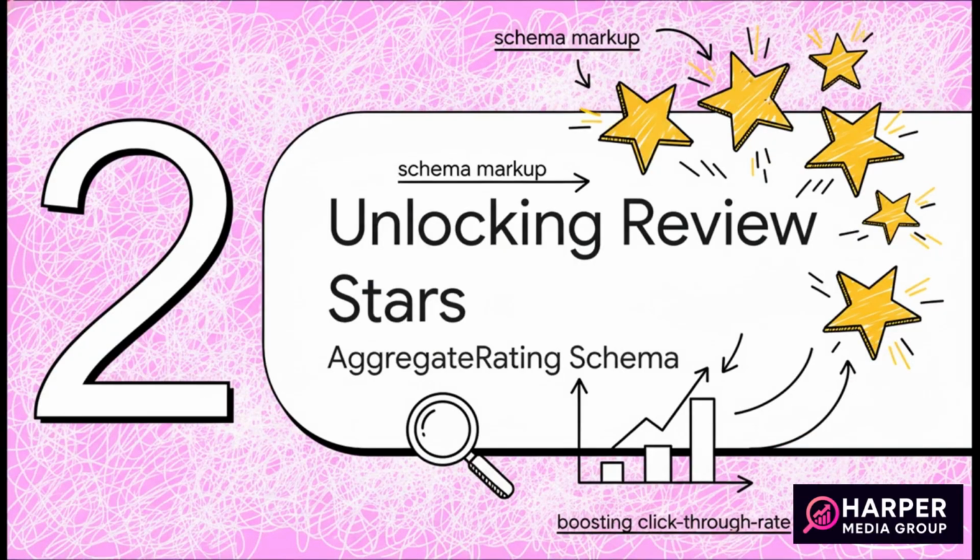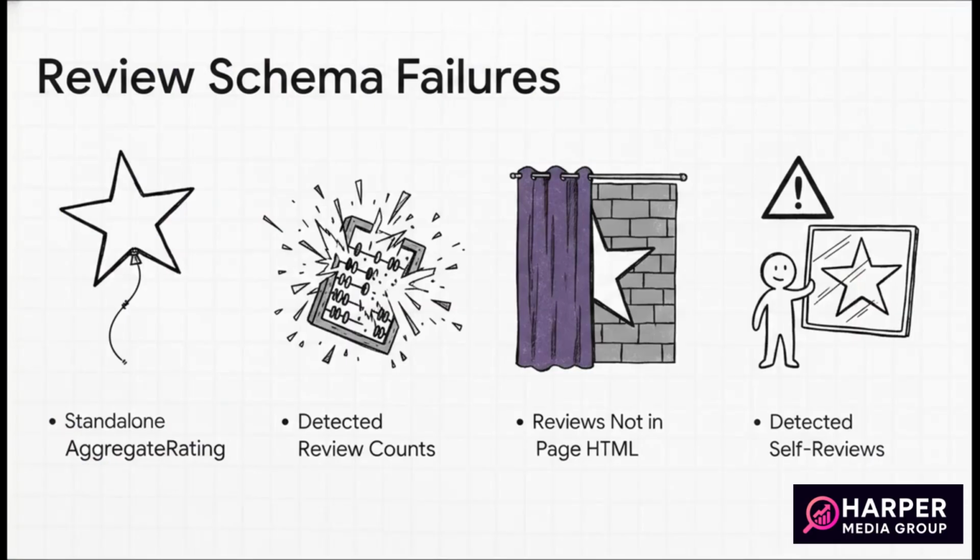All right, moving on to Section 2, unlocking review stars. Aggregate rating is hands down the ultimate click-through rate boosting trust signal, but getting those stars to actually show up on the results page, that can be tricky. Often, developers will just drop the rating in as a standalone entity rather than properly nesting it. Sometimes the review count in the code diverges completely from what's visibly on the page. Other times, reviews get hidden behind third-party JavaScript widgets. And lastly, the absolute biggest killer, self-reviews.